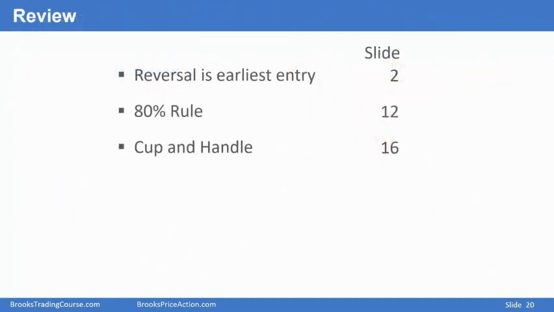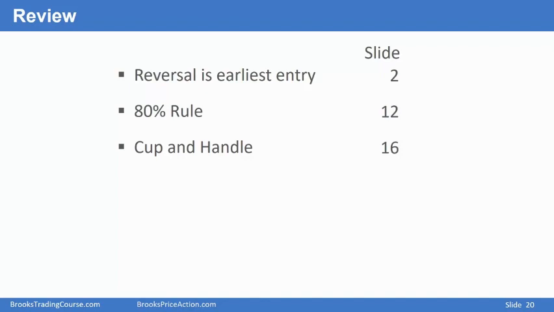A reversal is the earliest entry into a trend. And when you're entering on a reversal, your probability is less, but so is your risk. And therefore, the better risk-reward ratio compensates for the lower probability.